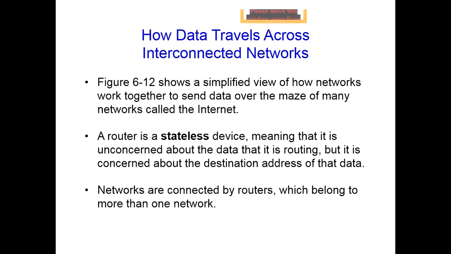Now, how data travels across interconnected networks? A router is a stateless device, meaning that it is unconcerned about the data that it is routing, but it is concerned about the destination address of that data. Okay?